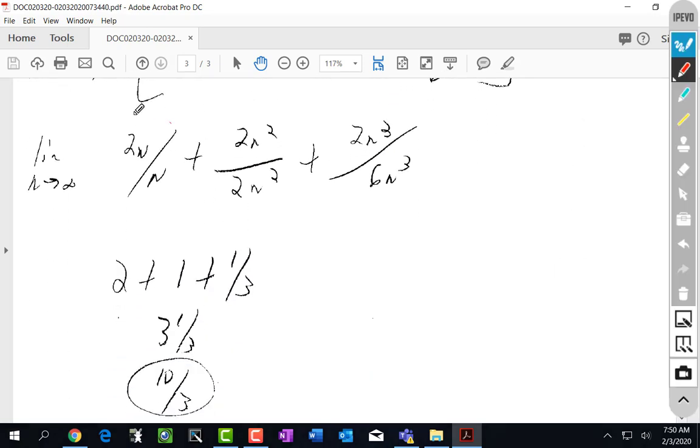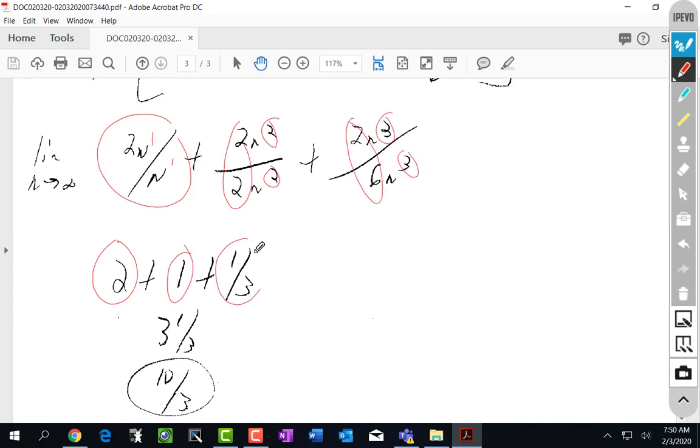Okay, now taking these to infinity, power is the same, so that's a 2. Both those are the same, so that's going to reduce down to 1. Power is the same, so that becomes 2 over 6, which is 1/3. 2 plus 1 plus 1/3 is 3 1/3. 3 1/3 is 10/3.